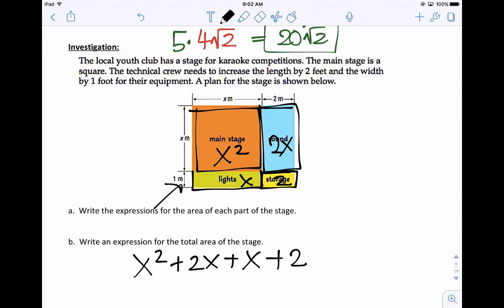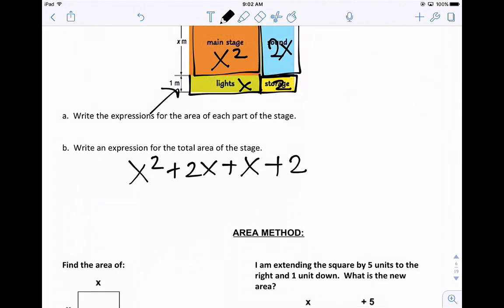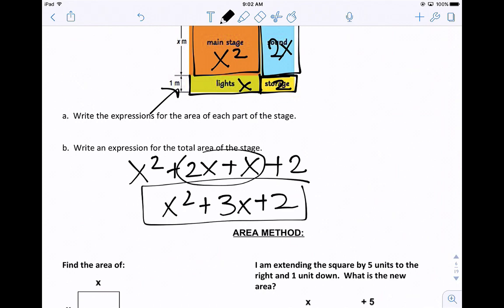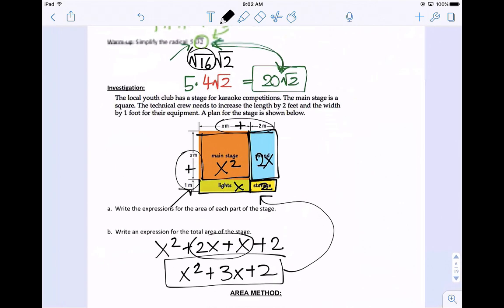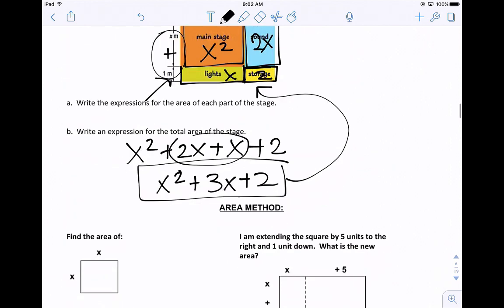x plus 2. We can add everything together and combine like terms. You can put your x's together here. There are 3 x's total. So this is an expression that represents the total area of that stage right there. And what we've done here is we've multiplied a binomial. So we're going to take a look at multiplying binomials, which is 2 terms. So here the 2 terms are x plus 2, and here the 2 terms are x plus 1. How we can multiply those together, we'll look at 2 different ways today.